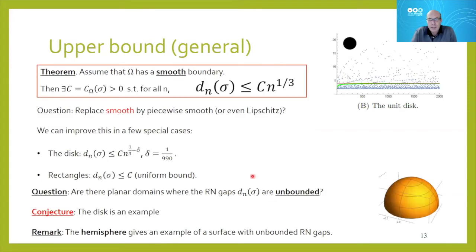Okay, so I'm just repeating this. Upper bound of 1/3. And if you look at what's happening in the unit disk, you clearly see a lot of relatively big gaps. But I don't know how big they are. Now we can improve this 1/3. So the 1/3 is a universal bound. In a few special cases, we know how to improve it. For instance, for the unit disk, we can replace the 1/3 by 1/3 minus some small number.